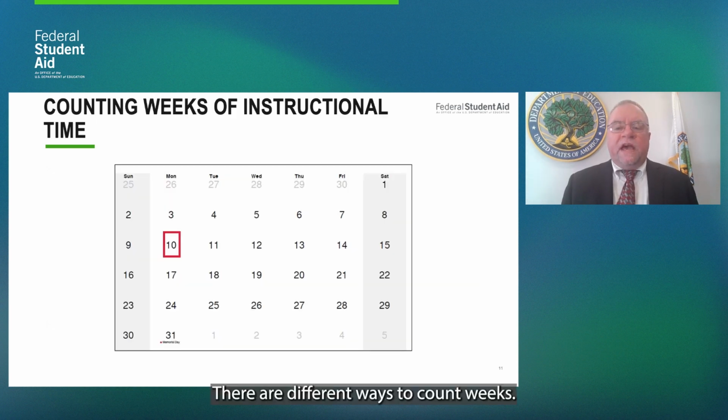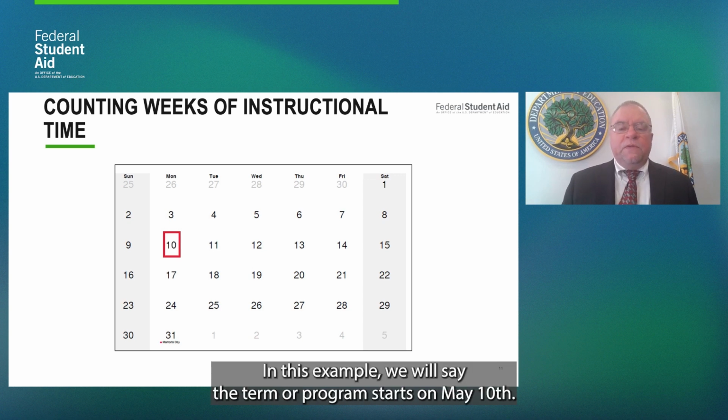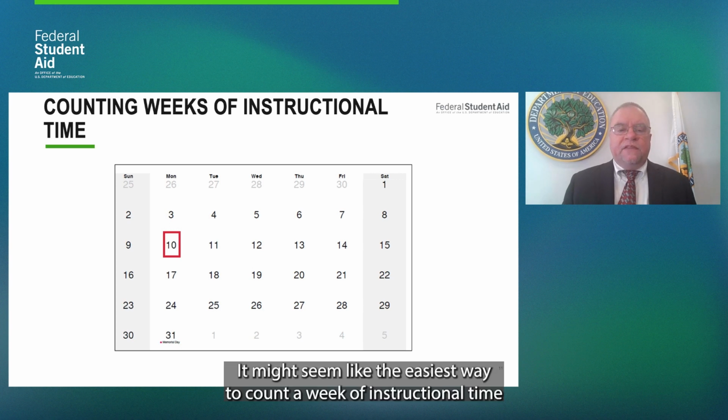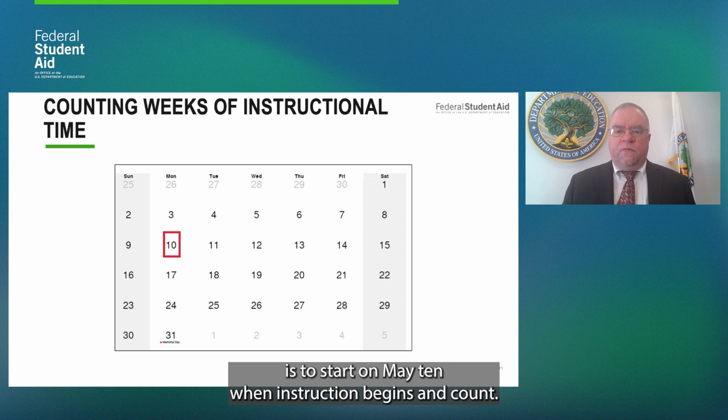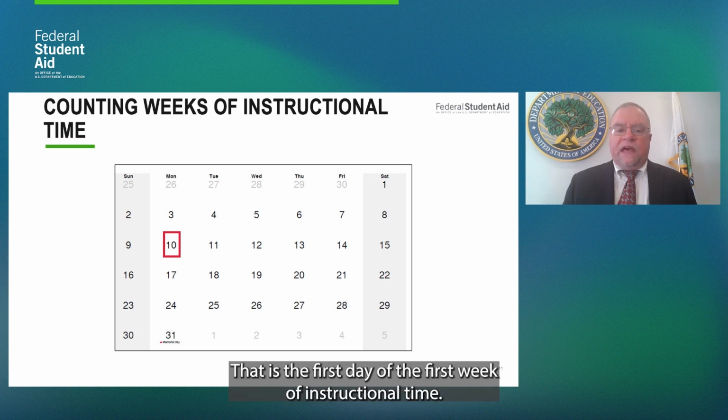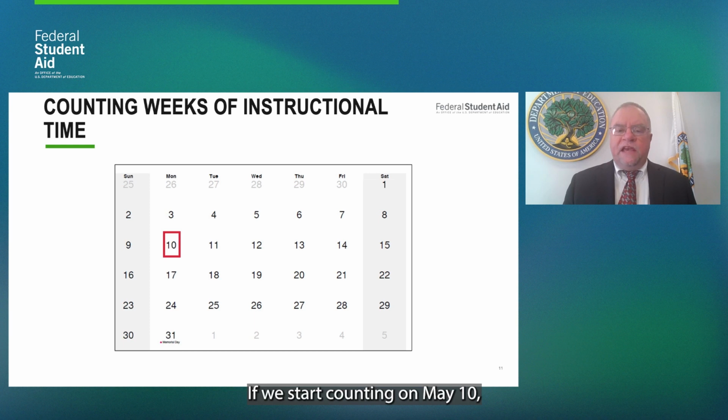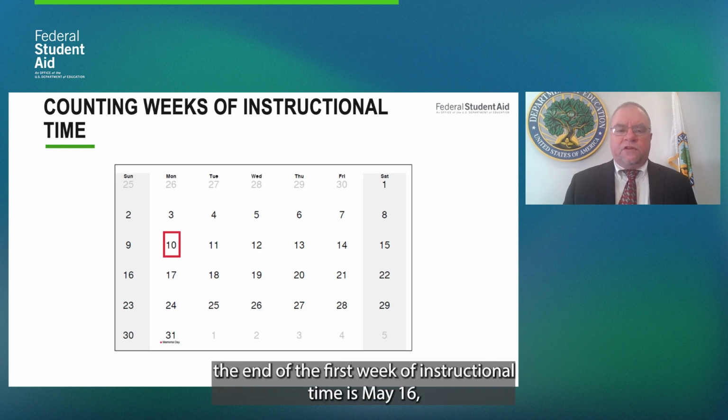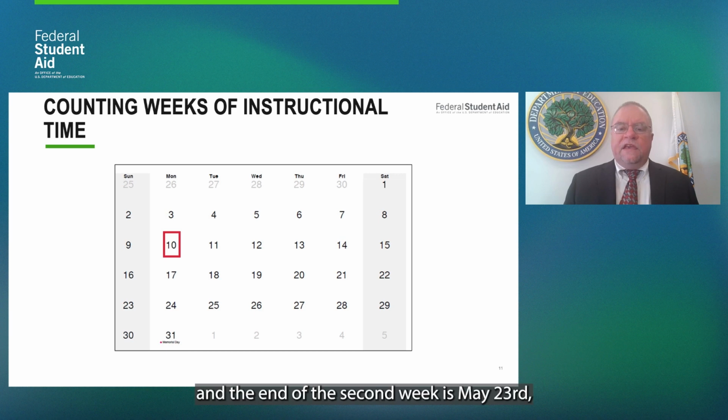There are different ways to count weeks. In this example, we will say the term or program starts on May 10th. It might seem like the easiest way to count a week of instructional time is to start on May 10th when instruction begins and count that as the first day of the first week of instructional time. That is a common and acceptable way to count weeks. If we start counting on May 10th, the end of the first week of instructional time is May 16th, and the end of the second week is May 23rd, and so on until the end of the term.